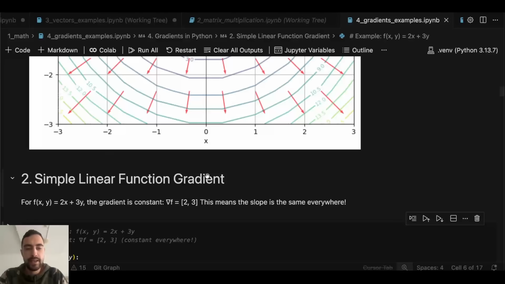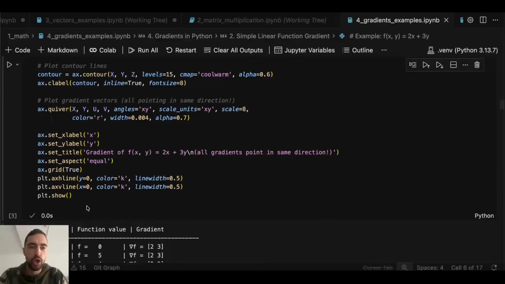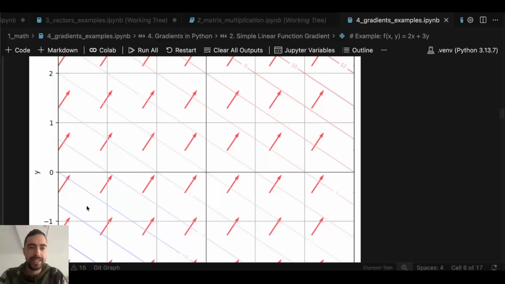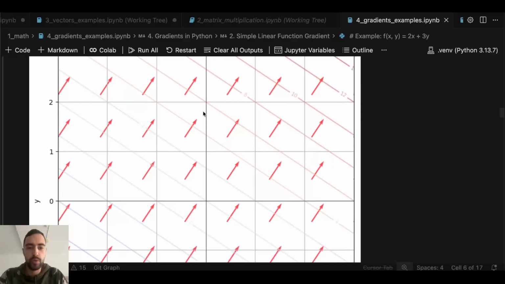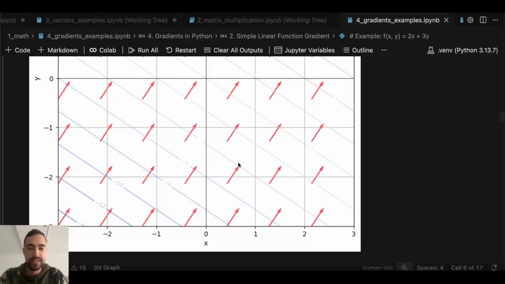In this case, we don't have any variables in the gradient, so we just have constants 2 and 3, which means for this function, the gradient will always be the same. It doesn't depend on x or y. So these arrows are always going to be the same. This function will always rise in this way. It's like a plane, always rising in this way for the same amount.